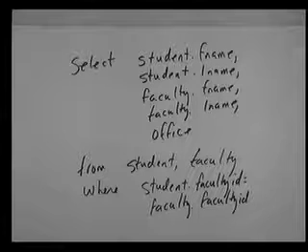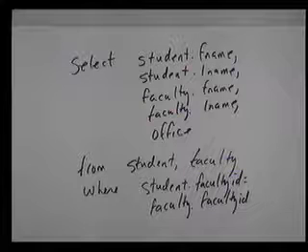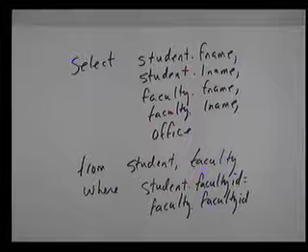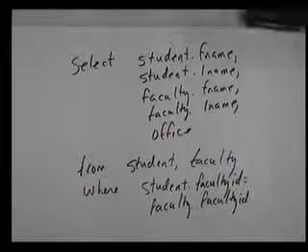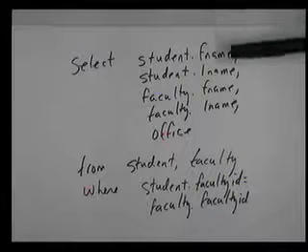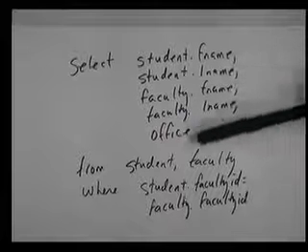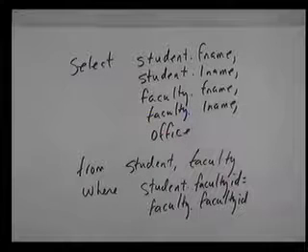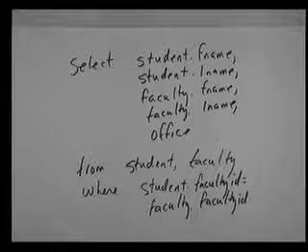And in fact, if you look closer, I didn't put the table name in front of every column name. I put it only in front of some of the column names. Why do you suppose I put the table name in front of some column names and not the other column name? For example, I put it in front of the student's first name, the student's last name, the faculty's first name, the faculty last name, but I didn't put it in front of office. Any guesses why I did it that way?